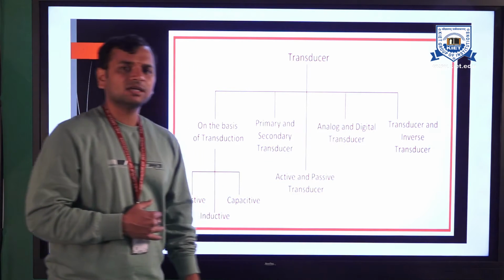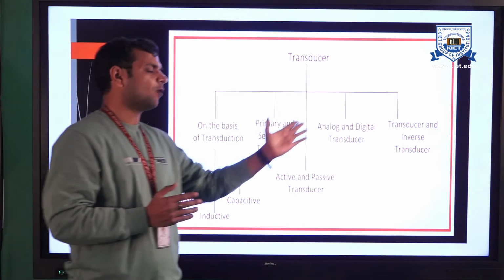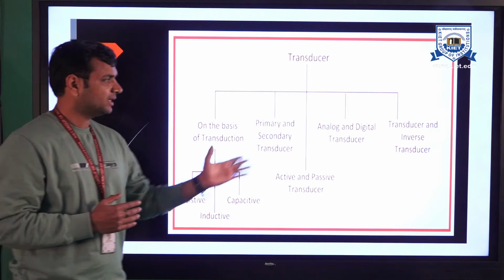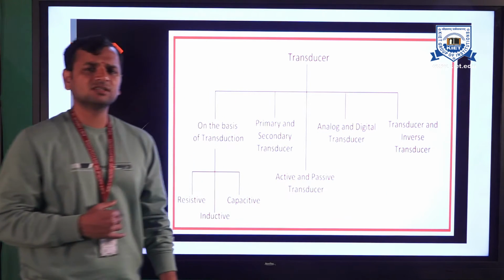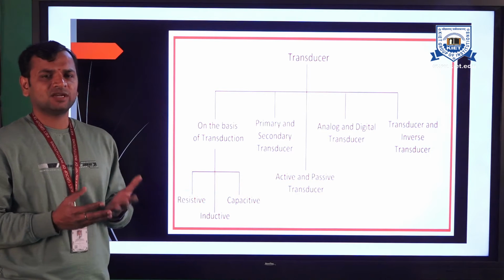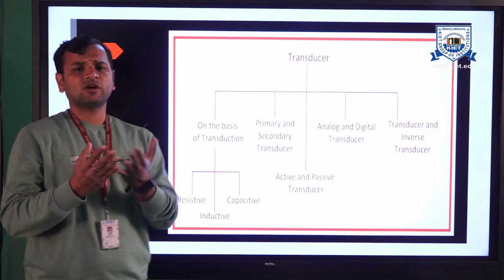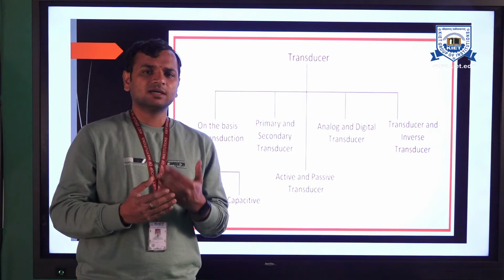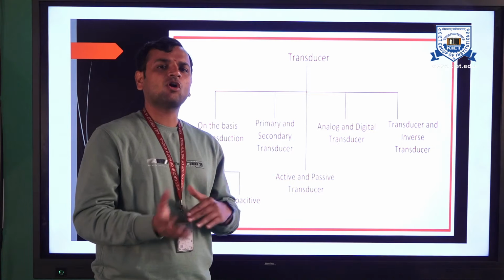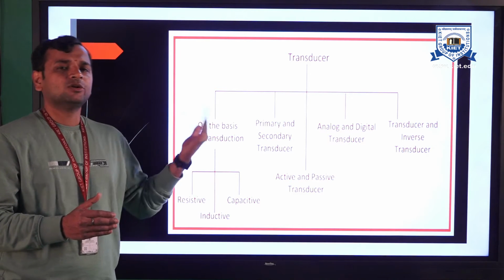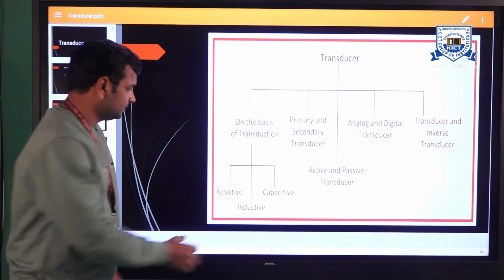Analog and digital transducer: if the output of a transducer is in analog form, it can be called an analog transducer. If the output of a transducer is in digital form, it can be called a digital transducer. And the last one is transducer and inverse transducer. We already know that a transducer converts one form of energy into another form, or a non-electrical quantity into an electrical quantity. Now if an electrical quantity is converted into a non-electrical quantity, that can be called the category of inverse transducer.